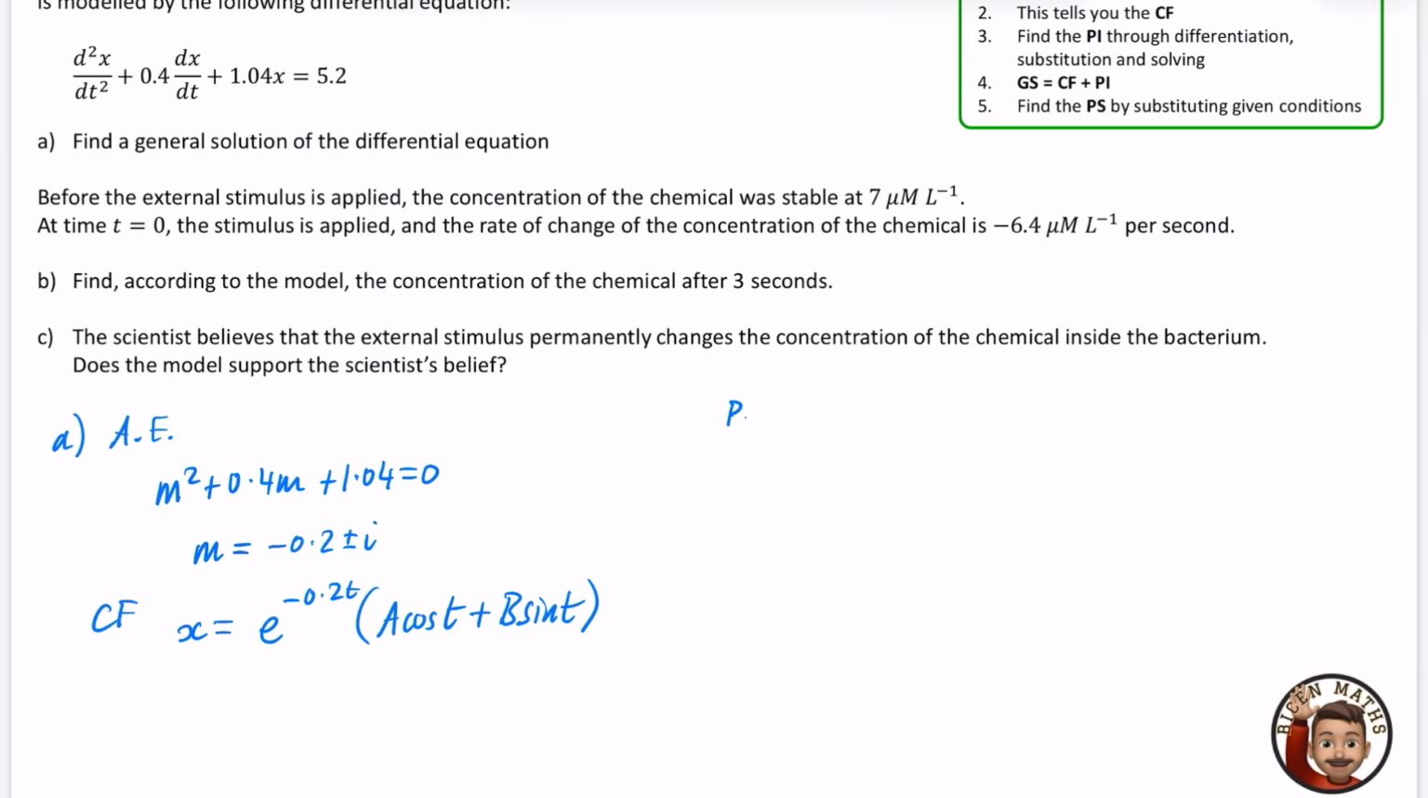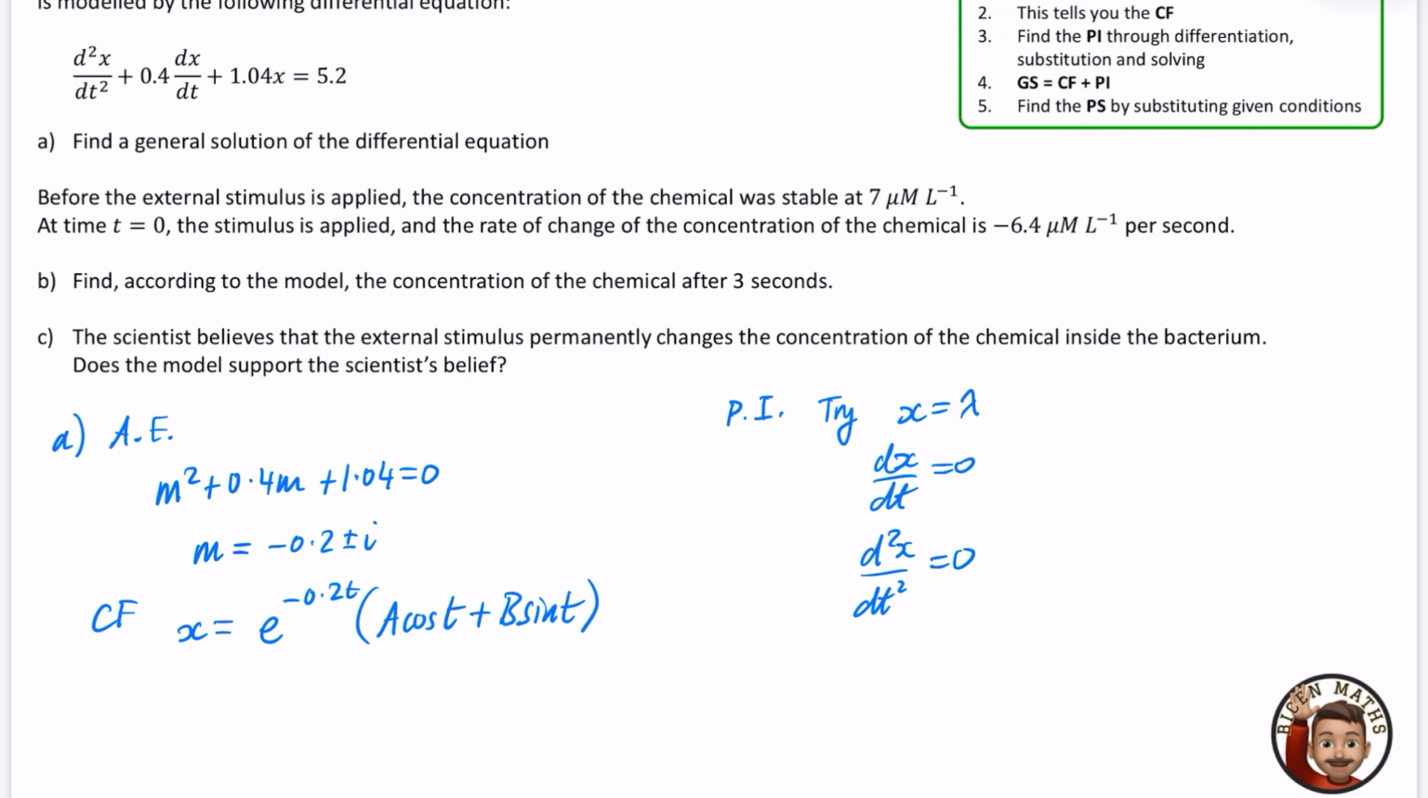I'm now going to do the particular integral, and compared to the previous video on the methods for differential equation, this one's a pretty simple one because I just have a constant on the right hand side. So I'm just going to try that x is equal to a constant. I'm going to pick the letter lambda. When I differentiate lambda, I get 0. And of course, when I differentiate that again, I still get 0.